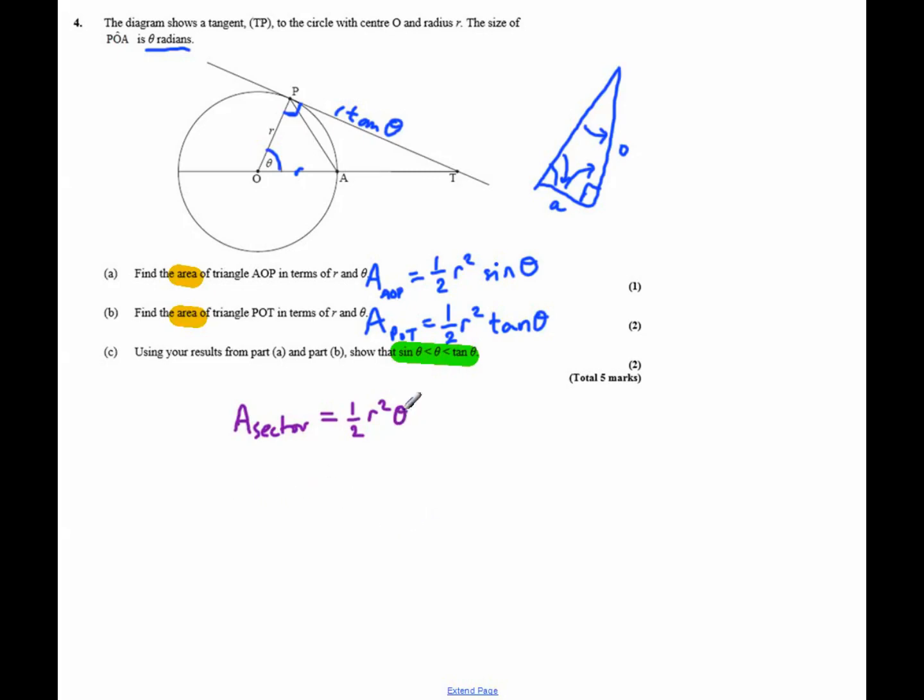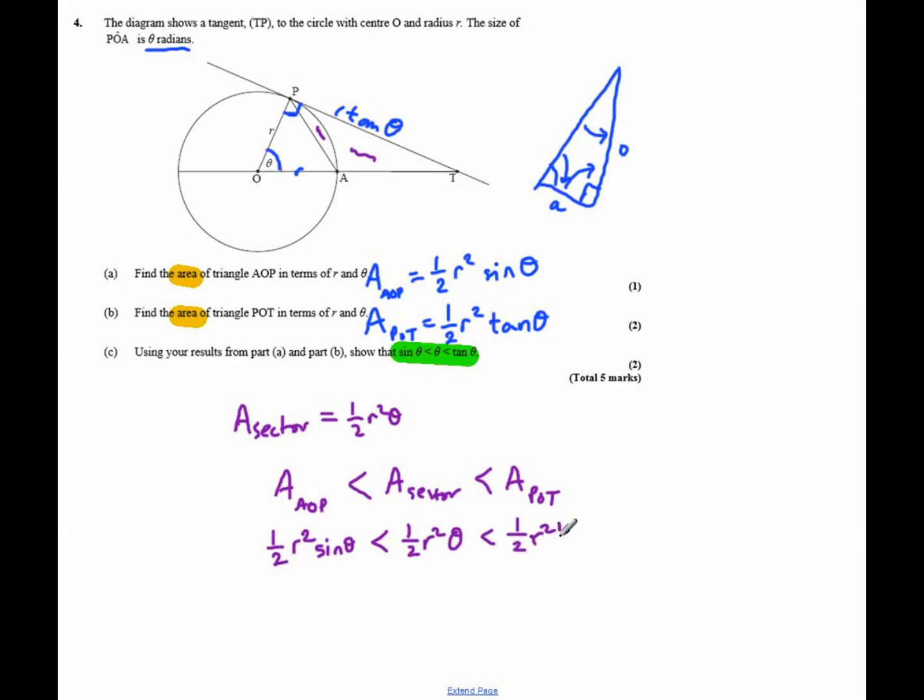And the good news is that there's a theta there, which corresponds to what we want. So, half r squared theta. Now, the area of AOP is strictly less than the area of the sector, which is strictly less than the area of POT. And that's obvious from the picture, because the sector's got this extra bit, and that triangle's got this extra bit. So half r squared sine theta is less than half r squared theta, which is less than half r squared tan theta.